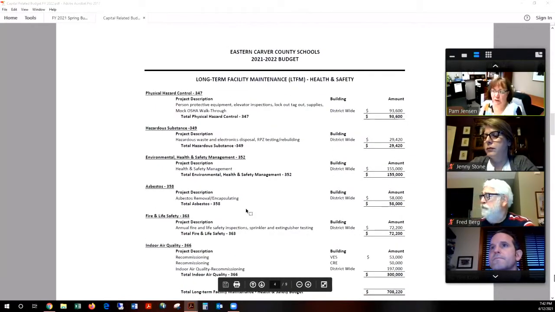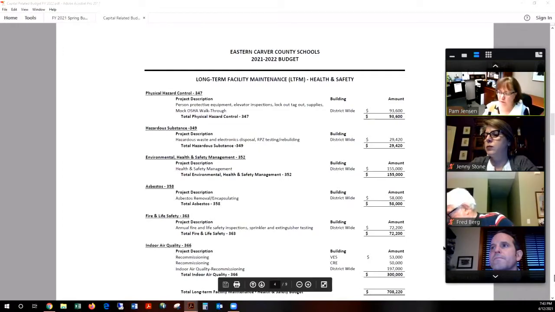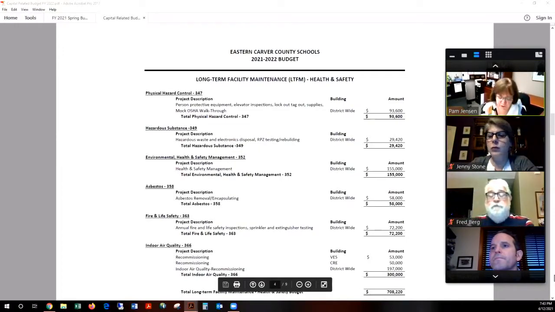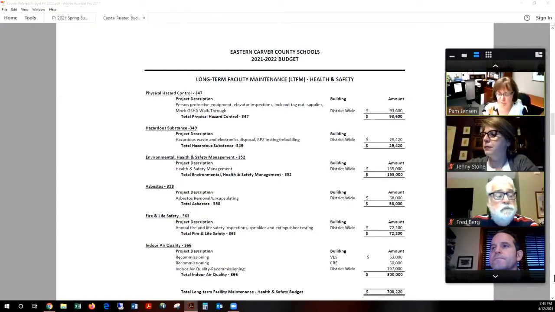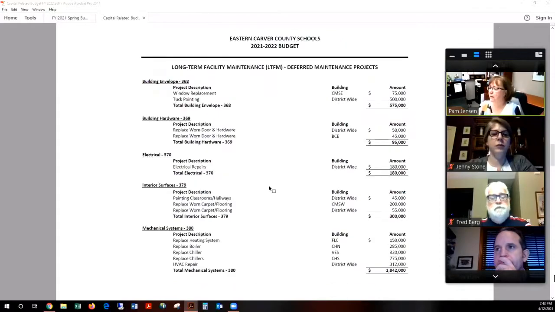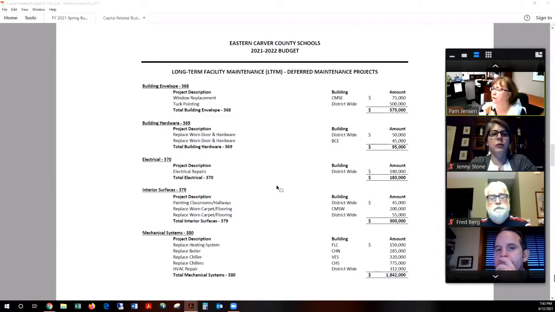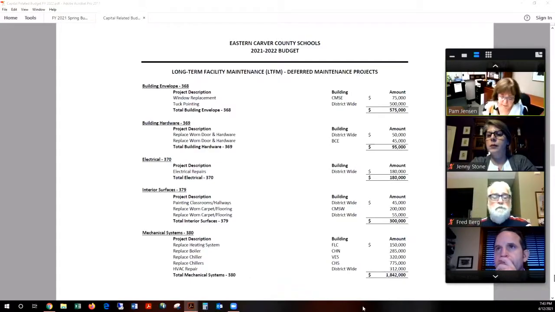Going on to the next page is our long-term facility maintenance. This has a health and safety component and a deferred maintenance component. $708,000 for next year. I'll just highlight the indoor air quality down at the bottom here. There's $300,000 for recommissioning, which is just another way of saying a tune-up on our HVAC systems to make sure that they're running effectively, efficiently, properly, and it saves us utility dollars on electricity and natural gas. On deferred maintenance, this is the next two pages, I believe. Yes, it is. That is $4.8 million overall, of which $1.8 million is for mechanical systems. That's the biggest chunk, and that includes replacing a couple of 24-year-old chillers at Chaska High School.